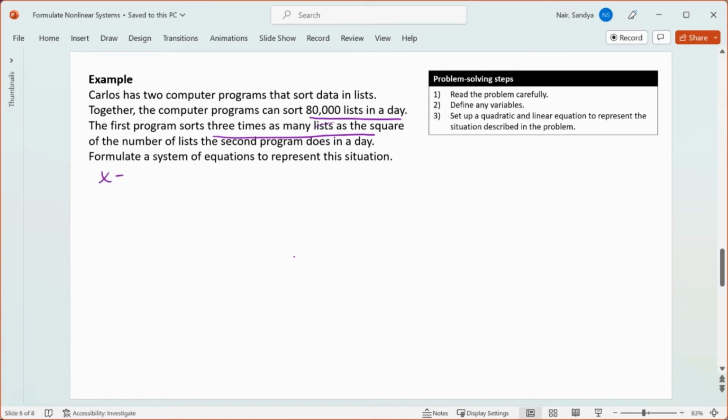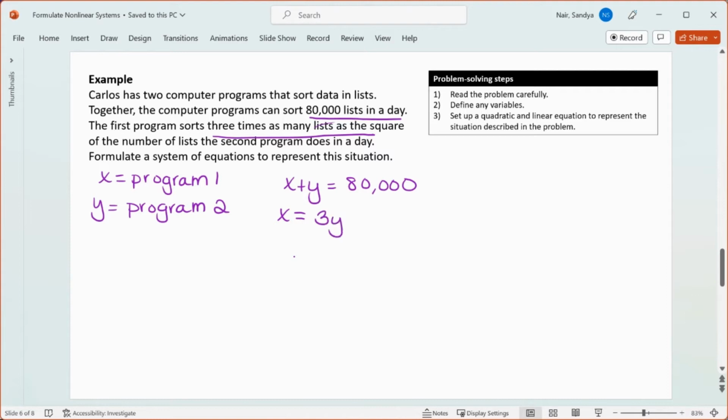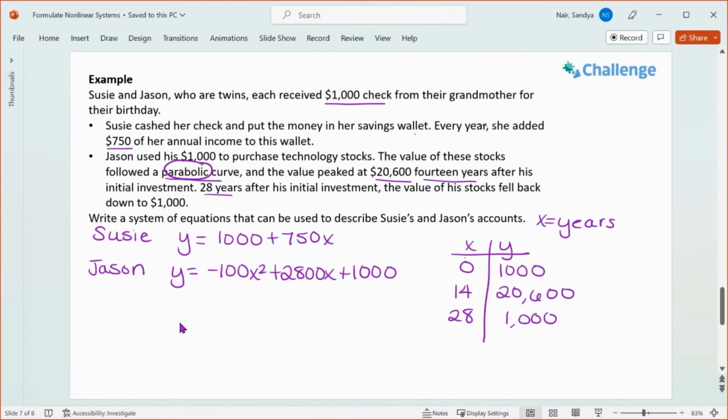So let's call x equals the number of lists that program 1 does. And let's say that y is the number of lists that program 2 does. So we know that together, so that's going to be x plus y, they sort 80,000 lists in a day. And also it says that the first program sorts 3 times as many lists as the square of the number of lists the second program does. So x is going to equal 3 times y squared. So these are going to be the two equations in our system.